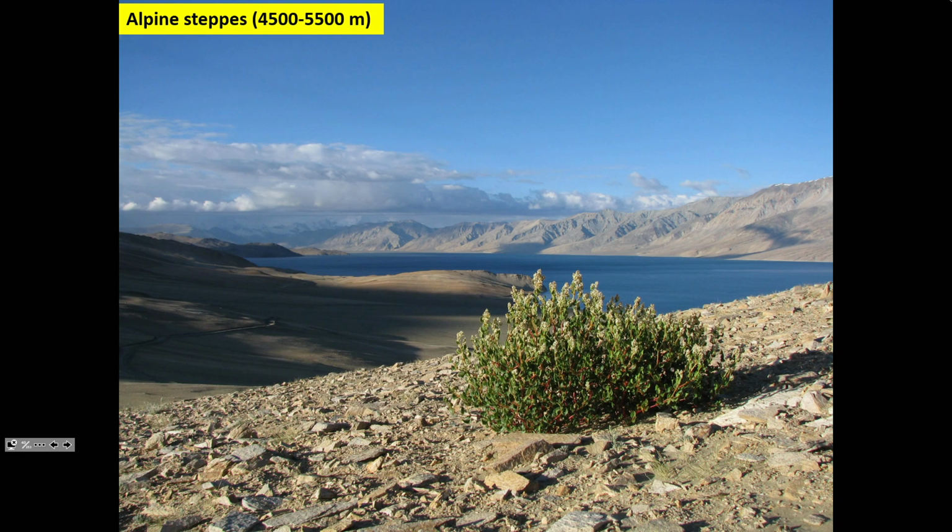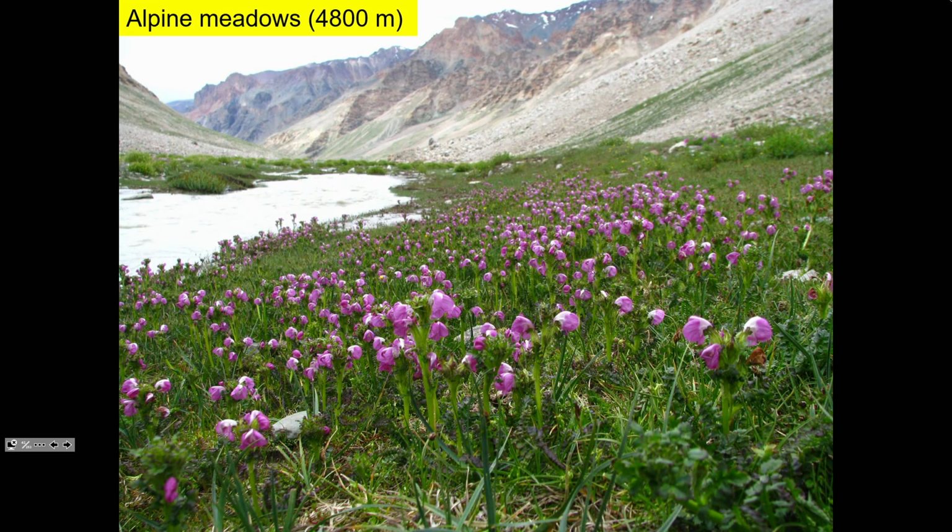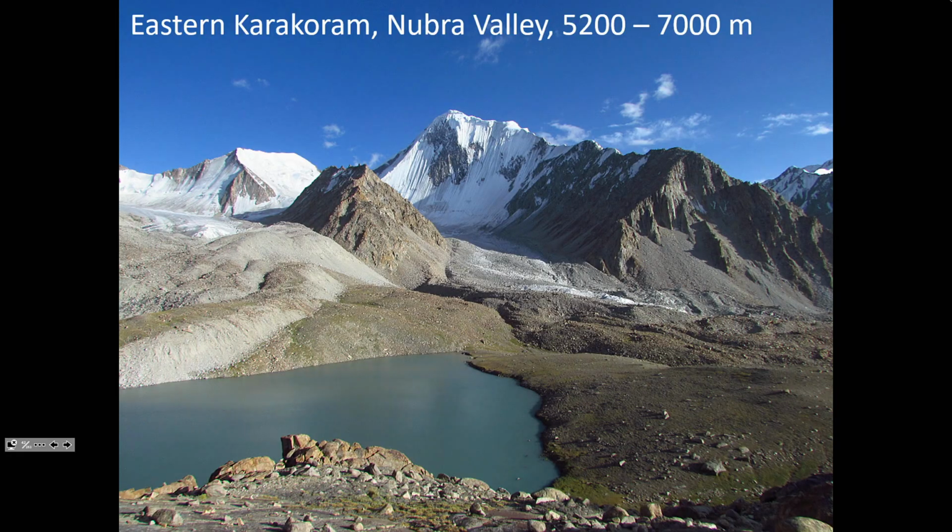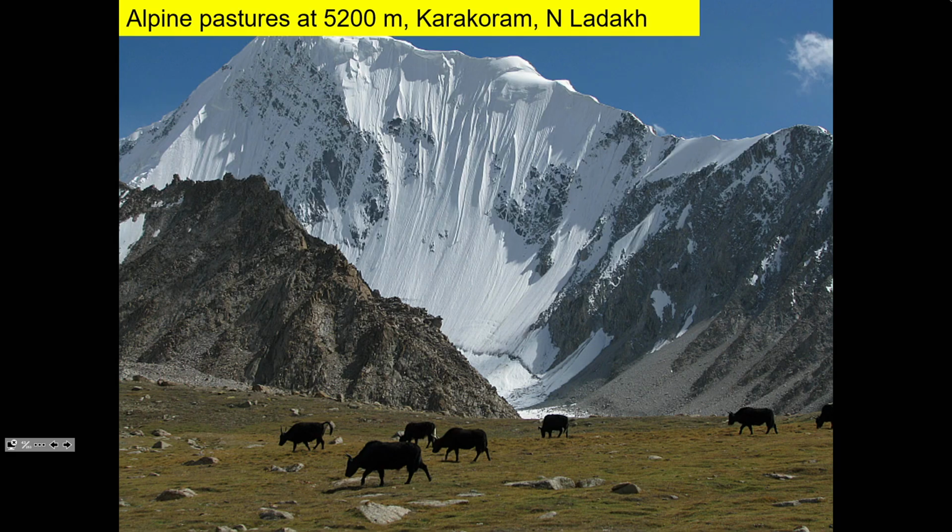And following the desert, the most widespread type of vegetation are those alpine steppes. And higher up, we have the alpine meadows or alpine vegetation as we know it, for instance, from the Alps. And higher up, we have a glacier, the upper alpine zone, subnival zone, which is the fertile land for grazers, for yaks.